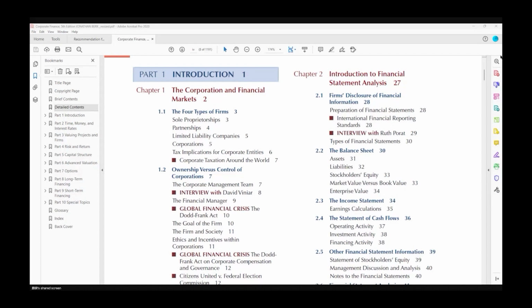So you can see that things can go wrong when the conflict becomes very severe. But what can we do then? We need a mechanism to align the interests among different parties. We call this mechanism corporate governance. We did not have much discussion about corporate governance in this term because the term is very short.